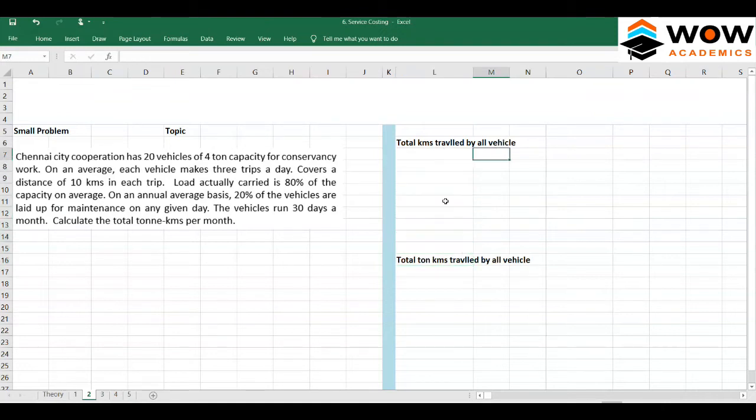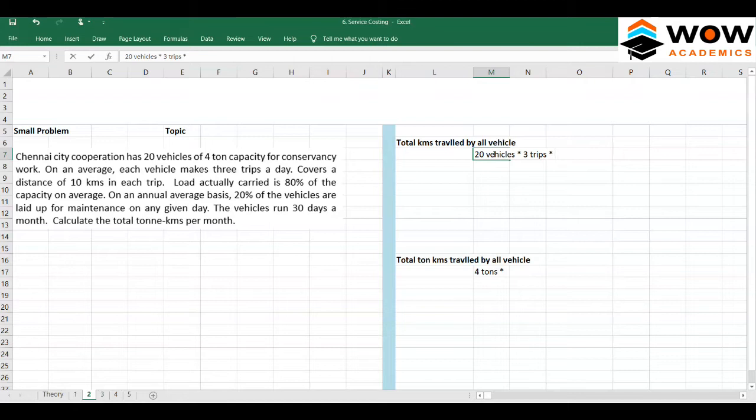So let's start. There are 20 vehicles here, multiplied by 4 tons. All the ton related stuff we will put here, and just the running kilometers we'll put here. On an average, each vehicle makes 3 trips a day. So there are totally 3 trips. Covers a distance of 10 kilometers in each trip. So there's no up and down.